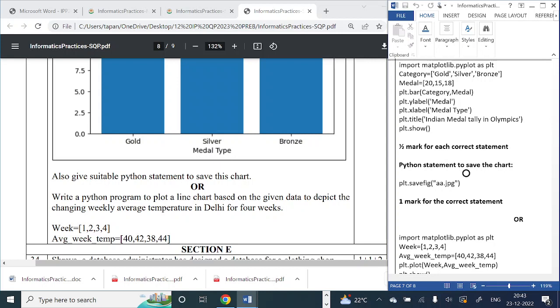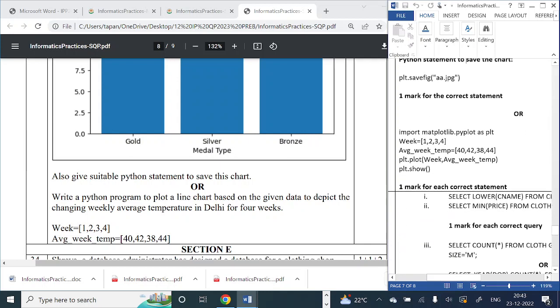The second one is write a Python program to plot a line chart. So all will be the same, only instead of plt.bar you have to write plt.plot. Here the x-axis has week and the y-axis has average week temperature. So here you can see the answer.